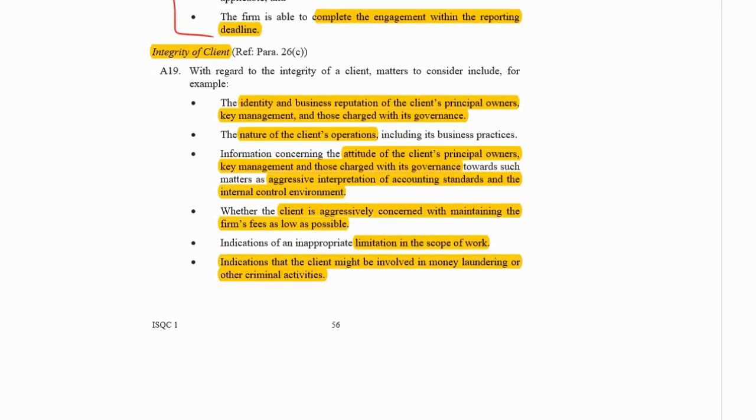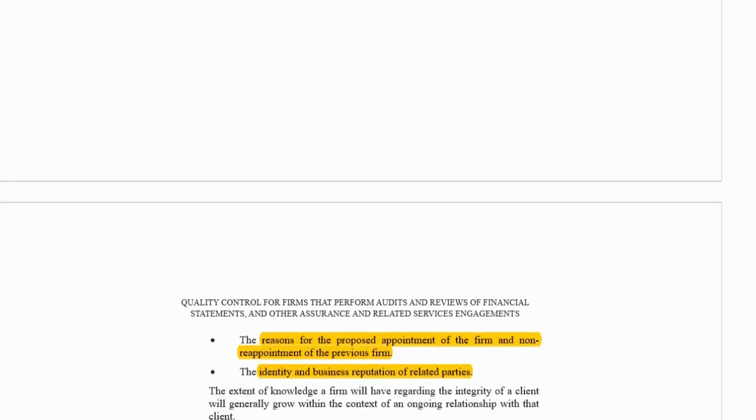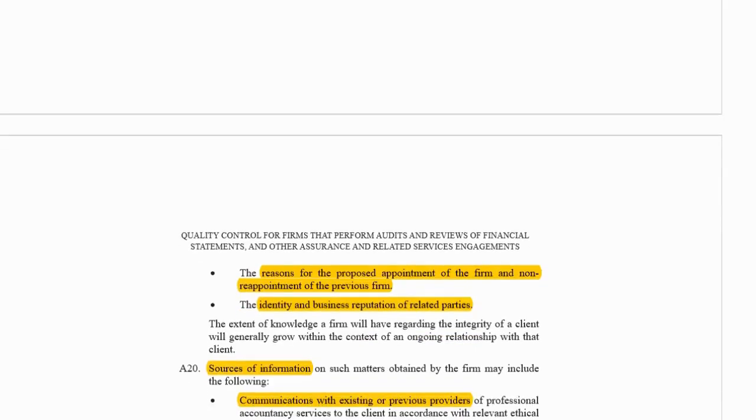Things that we should consider: are they trying to limit our scope? Not giving us access is a way in which they could. Are they trying to aggressively reduce the fee? That's a point that we want to discuss when we get to that again. Has there been any criminal activities or aggressive interpretation of accounting standards, or in this case fraud? We've got a concern. And finally, reasons for the non-reappointments of the previous firm.